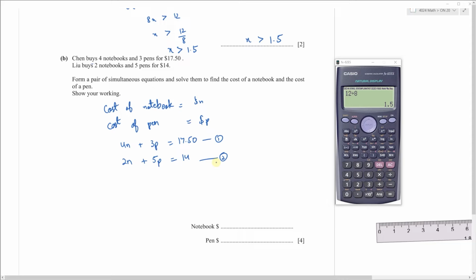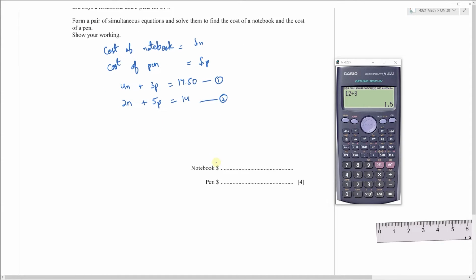So what I can do is I can use the elimination method to solve these two simultaneous equations. So if I multiplied this by 2 and then subtract from the first equation, I can eliminate the variable n. So let me rewrite these. I'll write the first equation as it is, 4n plus 3p equals 17.50. Then I'll write the second equation but multiply by 2. So 2 times 2 is 4n, 5 times 2 is 10p, 14 times 2 is 28.